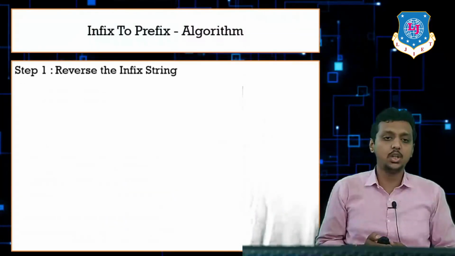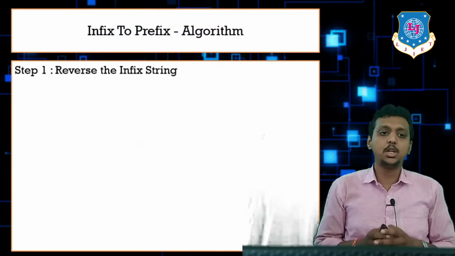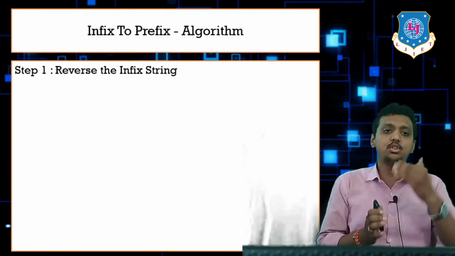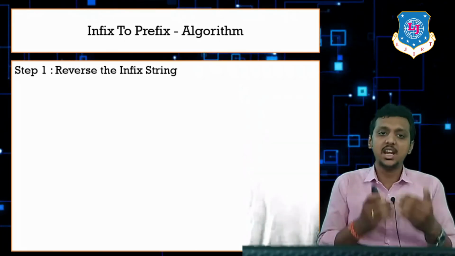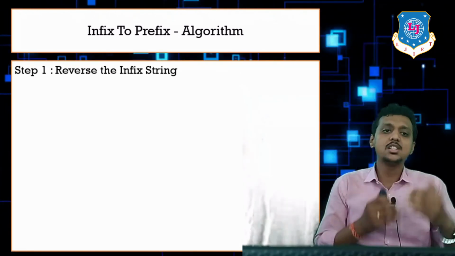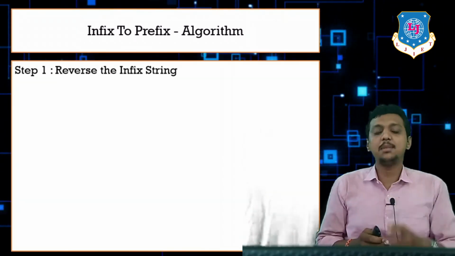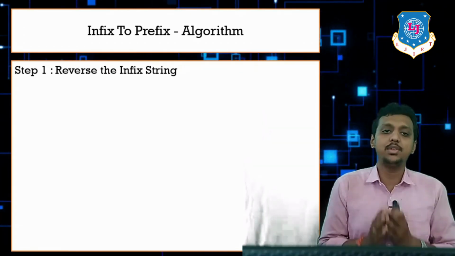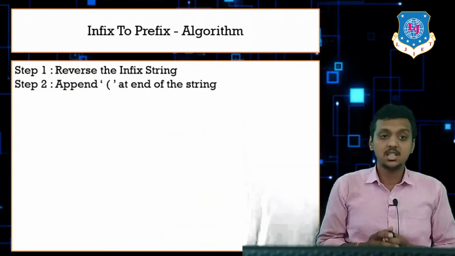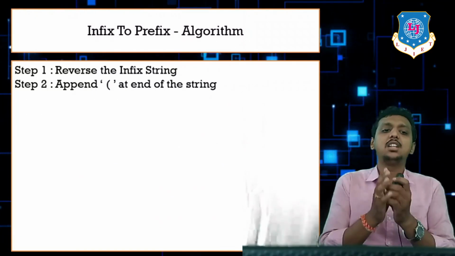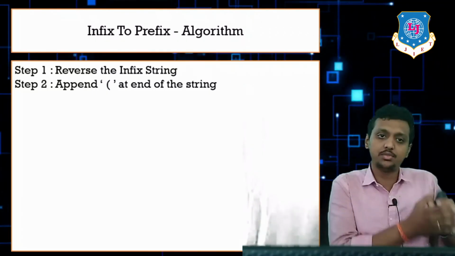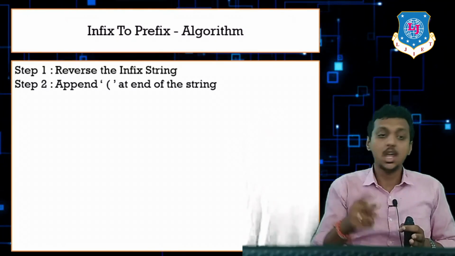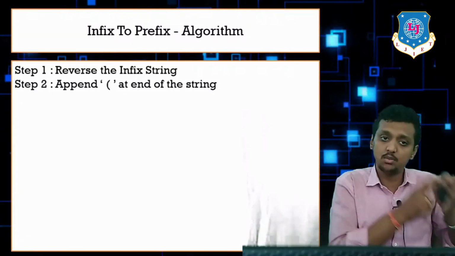Now what to do in the algorithm? I'm not going to write the whole algorithm because the algorithm steps are the same as the postfix, but before applying the postfix and after applying the postfix we need to do some basic operations. Step number 1: you do not need to think much, just reverse the whole infix string. Then step number 2: append opening bracket at the end of the string.